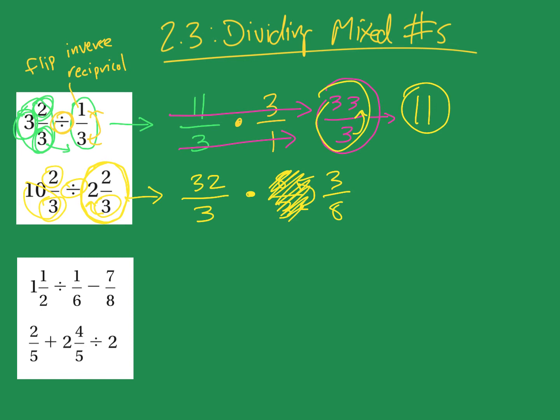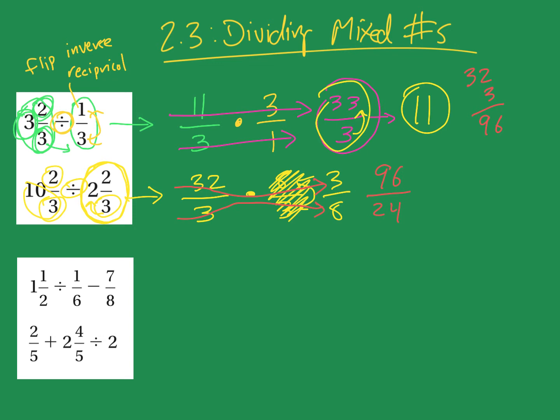And now it's straight across multiplication. 32 times 3. So if you need to show your work, do it on the side. 32 times 3 is 96. 3 times 8 is 24.